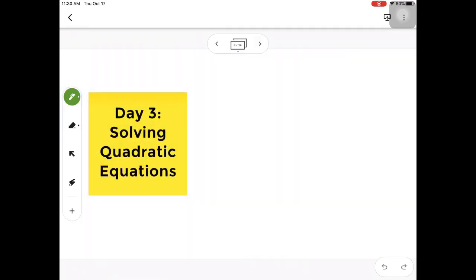Today what we're going to talk about is how you solve a quadratic equation. This is going to be extremely helpful as we move on in the chapter and we start talking about graphing and things like that. And so we're going to start talking about those today.